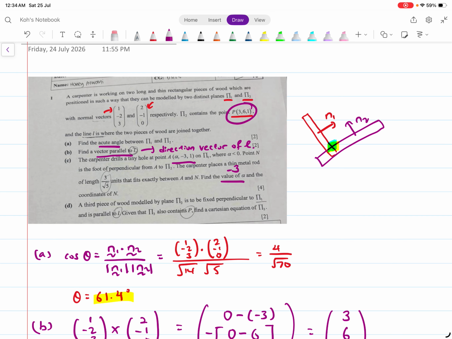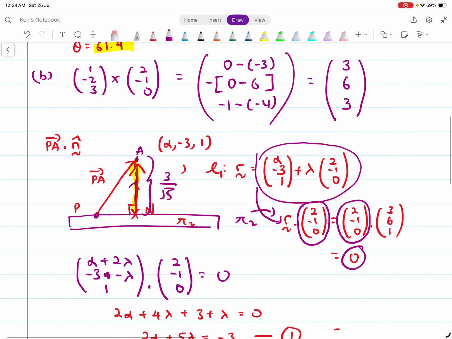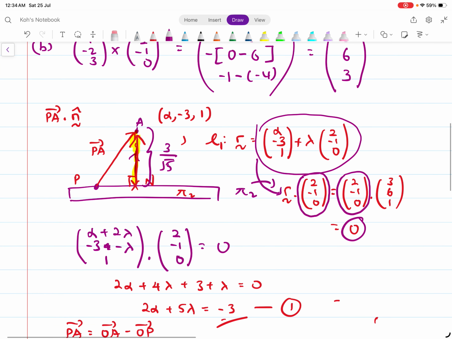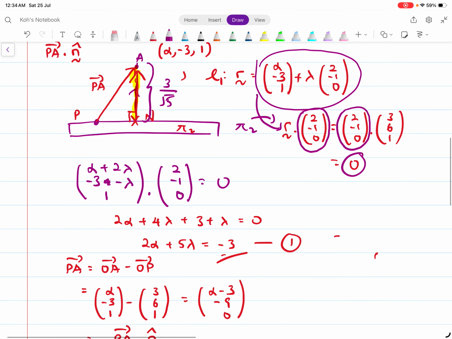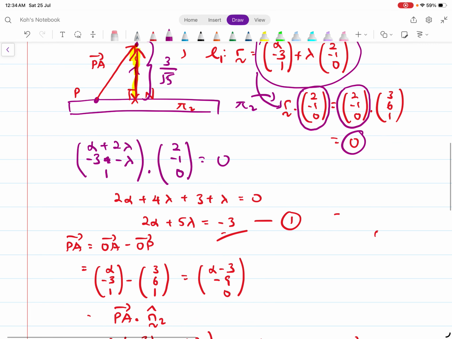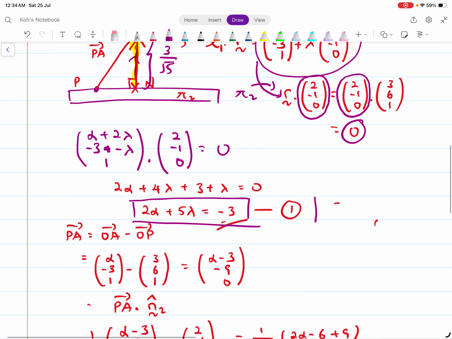Okay, then they want us to find what is the foot of perpendicular of n. Okay, this one's simpler. So with this I go back to this part because we actually found simultaneous, just an equation like that. So alpha is negative 3 means that 2 multiplied by negative 3 plus 5 lambda is equal to negative 3. So negative 6 plus 5 lambda equals negative 3. So 5 lambda is 3. Lambda is 3 over 5.